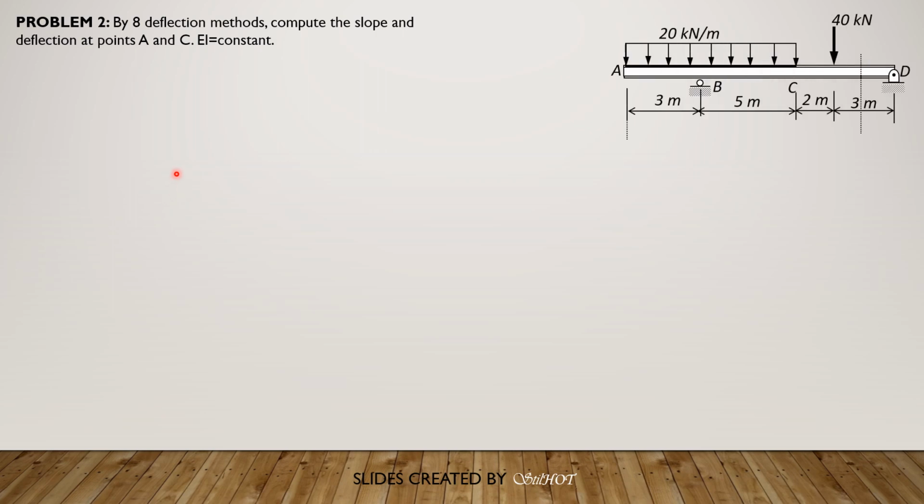So here is the first problem. By 8 deflection methods, compute the slope and the deflection at points A and C. EI is constant. So first solution would be the double integration method.